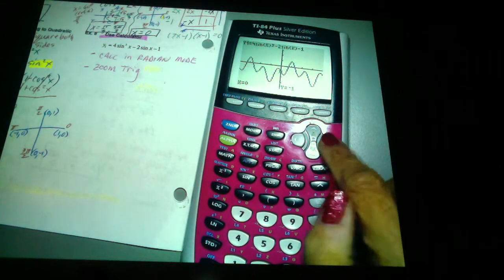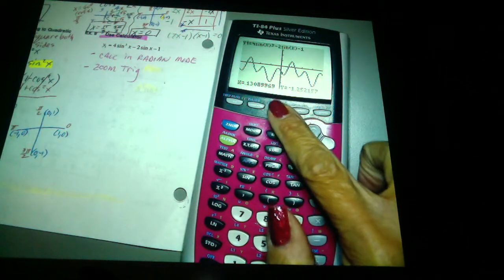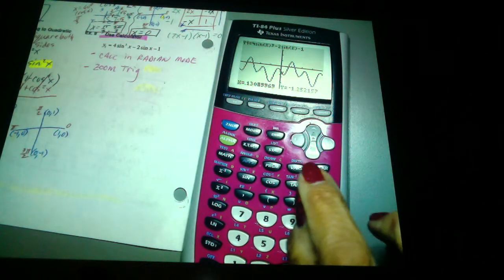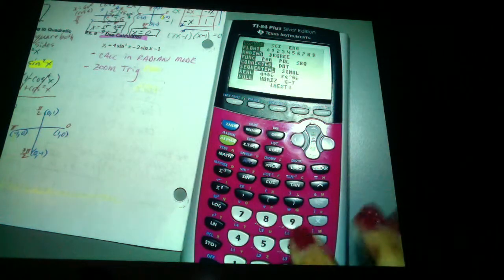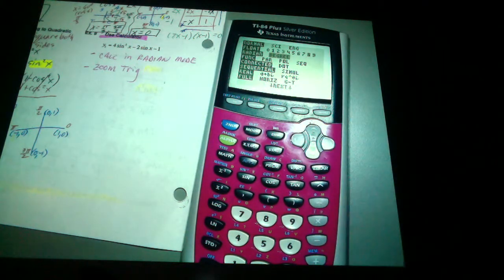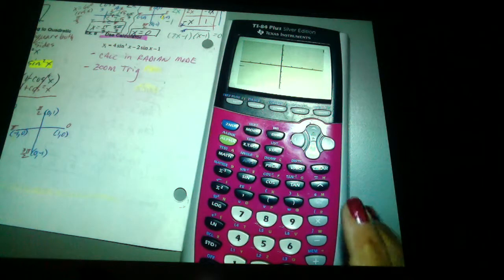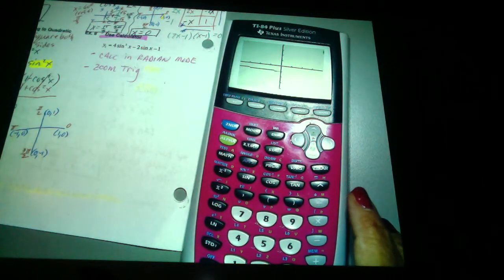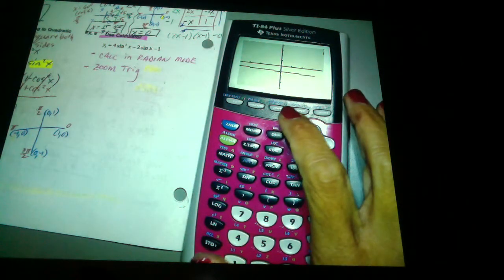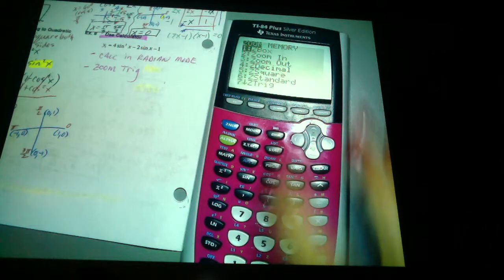And then when I go 1 off of there on my trace feature, x says 0.13. It's a huge clue to you that you're in degrees, so I'm going to switch my mode back to degrees just for chuckle's sake. Okay, well first of all it looks like that. Which is really wrong, right? So then what if I hit zoom trig?